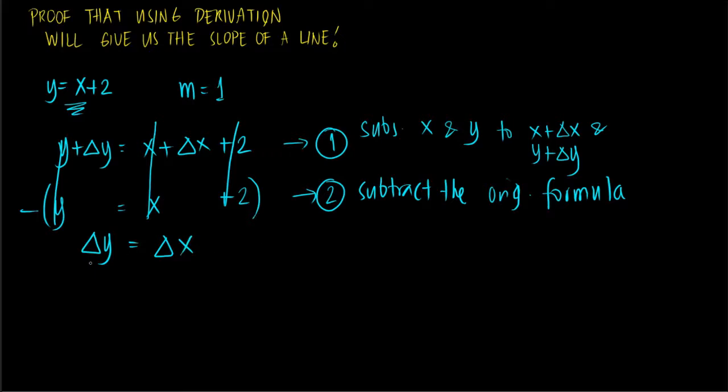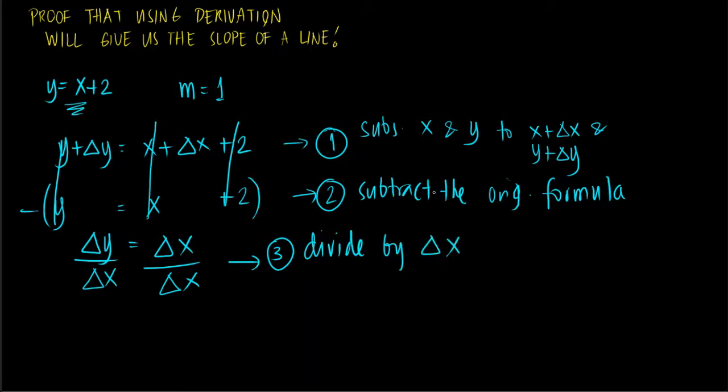Okay. Next, step 3. Divide by delta x. So, step 3 ni siya. So, divide by delta x. Okay. Kag, ang step 4 nato, diri na masulod si dy over dx. So, from delta y over delta x, we are now going to change it to dy over dx, which is equal to the limit of delta x over delta x as delta x approaches 0. Okay, so this is 4.